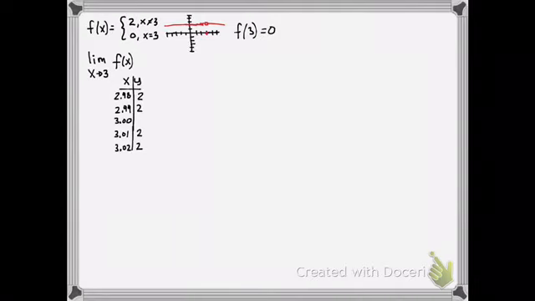So notice I'm approaching 3. This time I just went 2.98, 2.99 because it was easy to see what's going to happen here. Notice I got the y values because I just apply the formula. The formula says if x is not 3, the y value is 2. Well, 2.98 is not 3, so the y value is 2. 2.99 is not 3, so the y value is 2, etc.